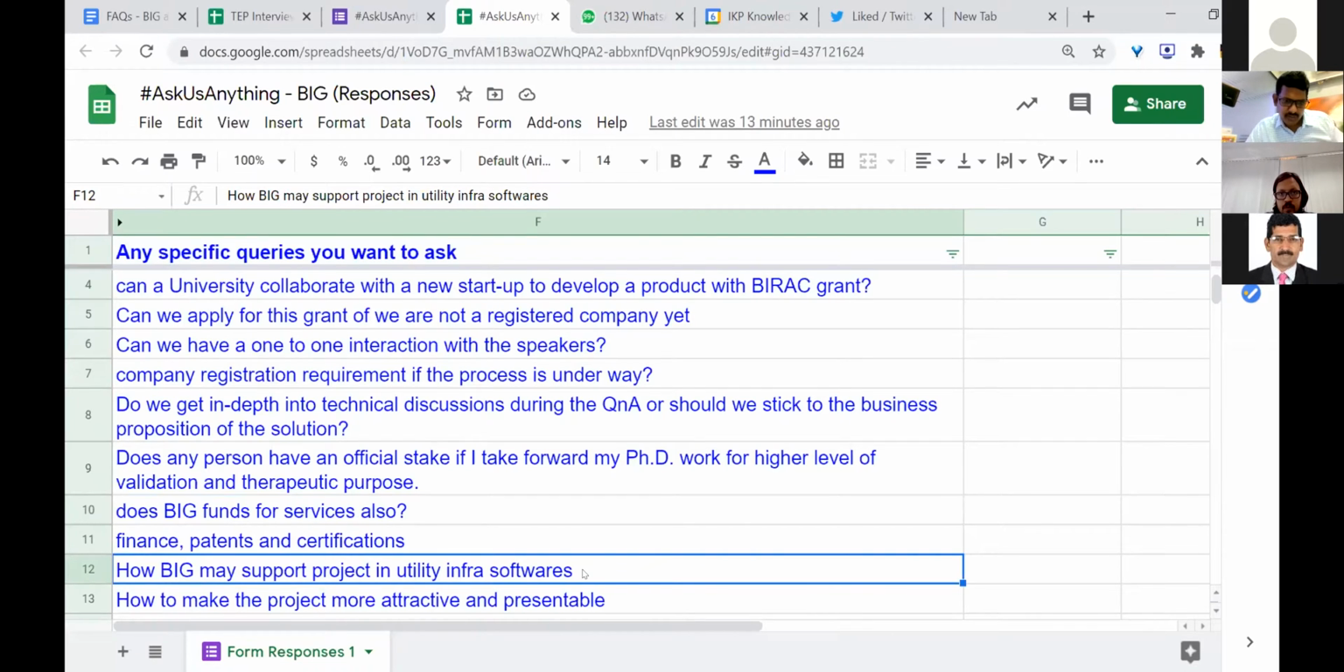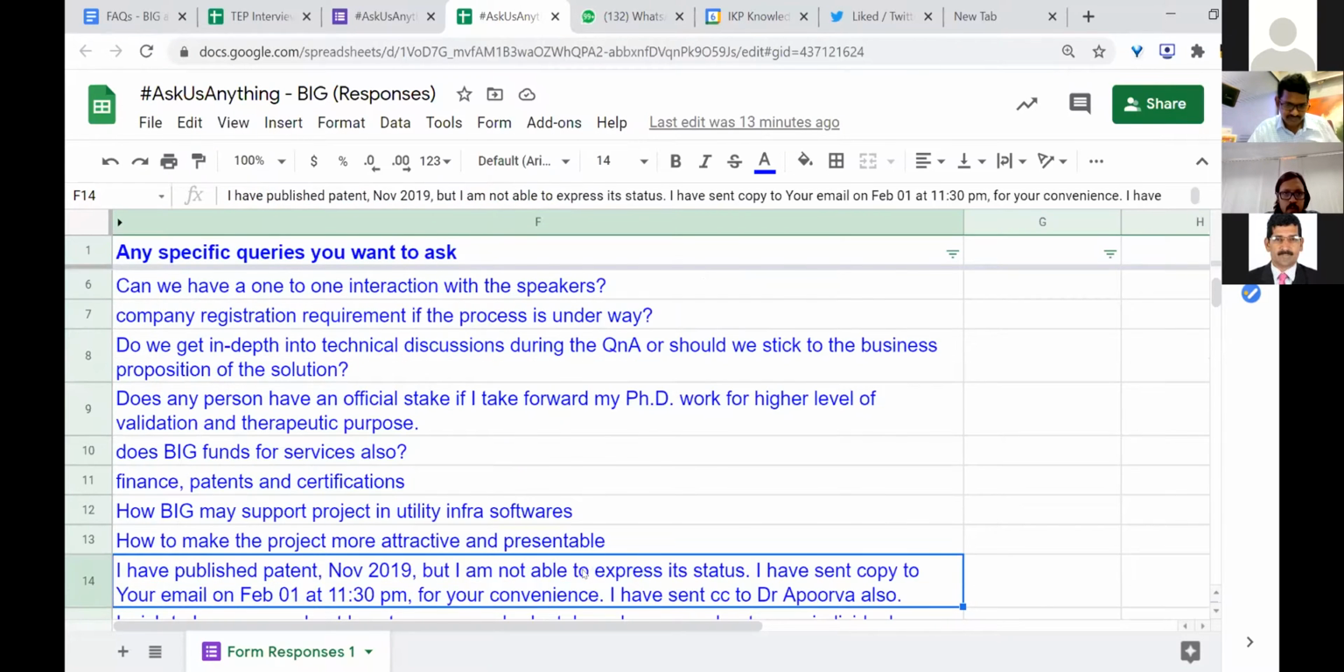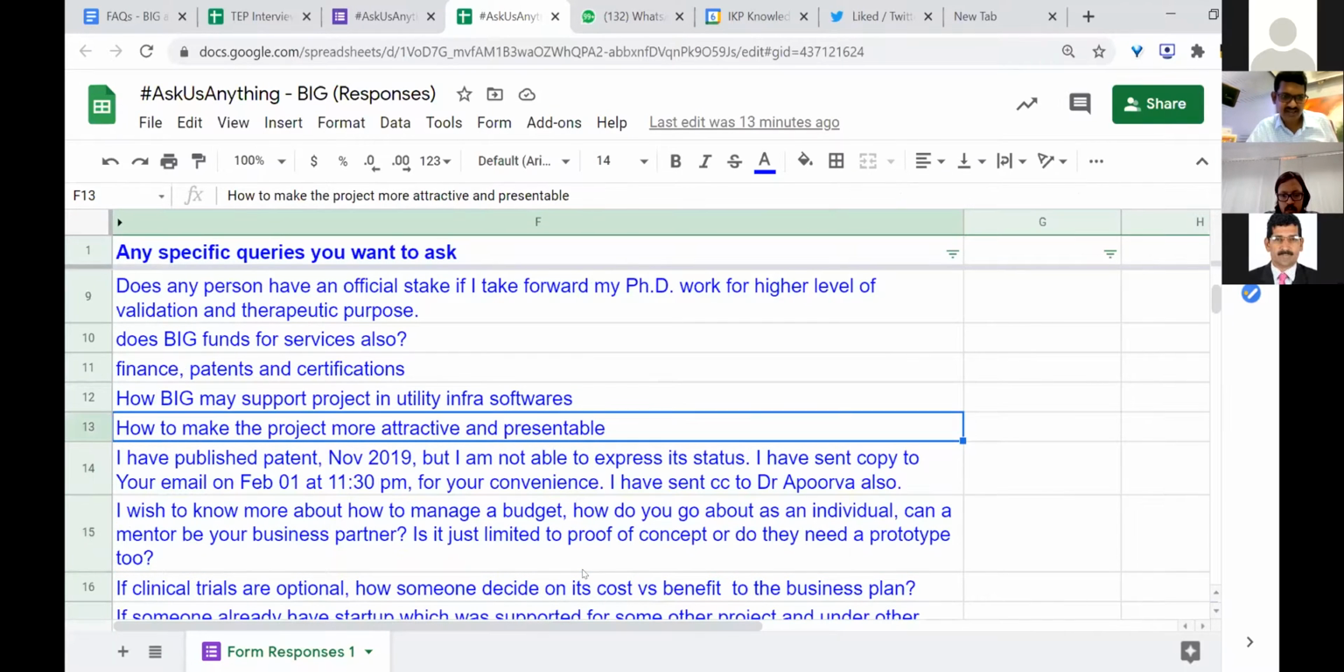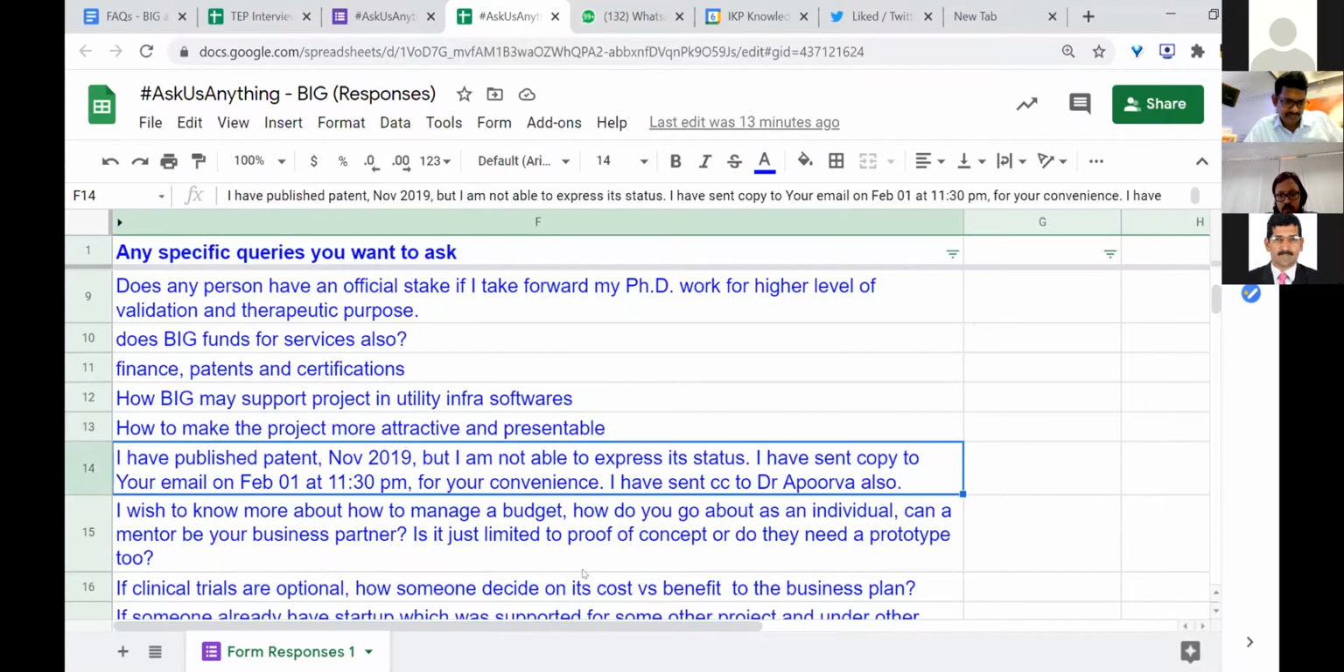How may BIG support projects in utility infra software? I will reach out to you to understand what specifically you are asking. But if you are developing software that is useful in agri, environment, health, it can be considered in the BIG. How to make the project more attractive and presentable? Yeah, this we can discuss individually. I have a published patent in 2019, but I'm unable to express its status. We will reach out to you individually.